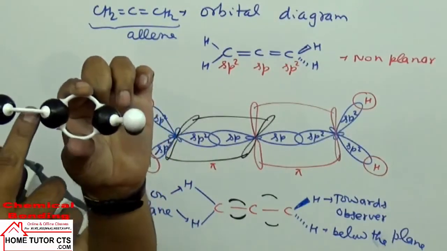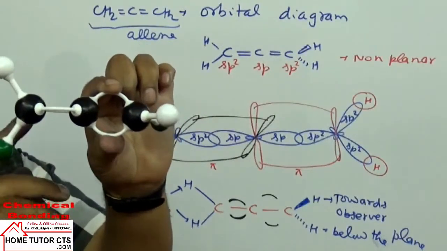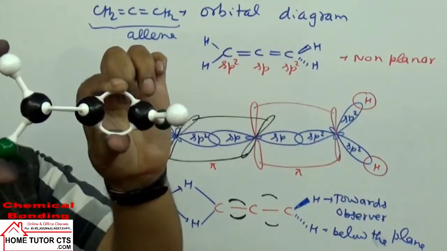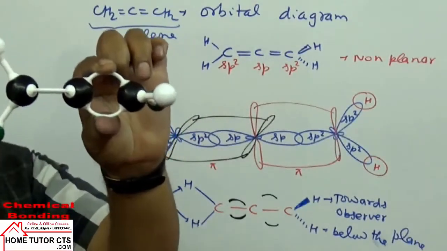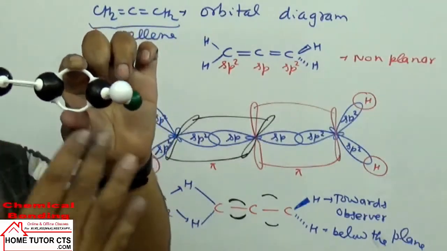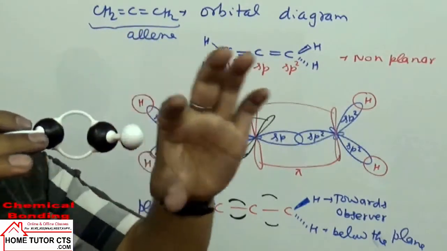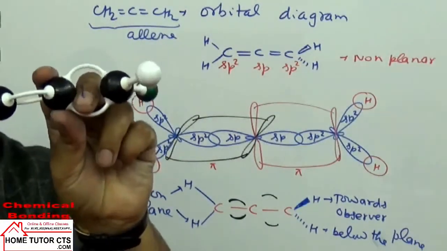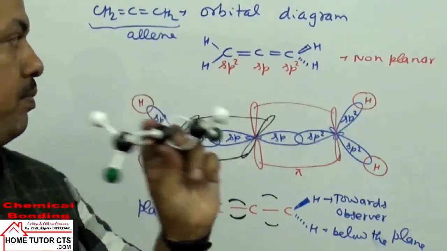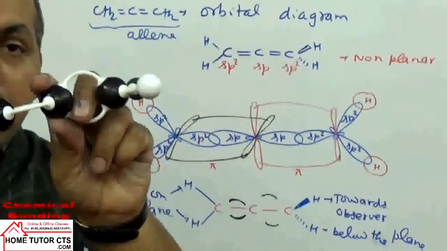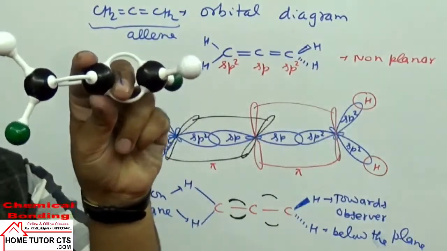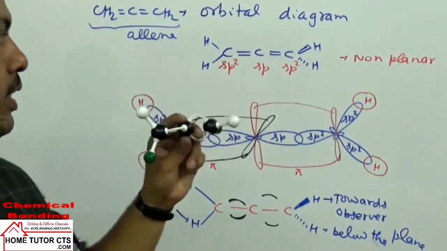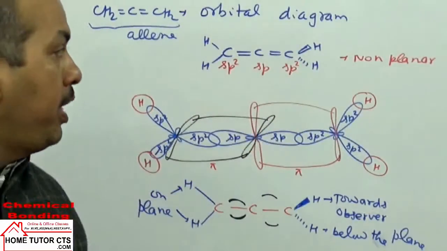So the second pi bond will be perpendicular to the plane of the board, and then the group will come in the same plane of the board. So we have two hydrogen atoms on the same plane of the board, and these two hydrogens are perpendicular to the plane. So this molecule will have a non-planar shape. Non-planar का meaning क्या होता है? All the atoms are not lying in the same plane. When all the atoms are not lying in the same plane, it is called a non-planar structure.